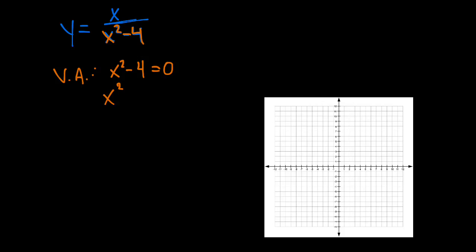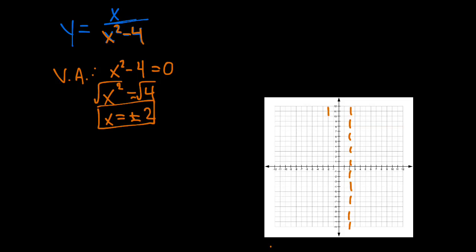Okay? So add 4 to both sides, take the square root, and x is a positive or negative 2. So in this case we have 2 vertical asymptotes, because a 2 or a negative 2 would give us a 0 in the denominator. So we're going to draw our vertical asymptotes at 2 and at negative 2.